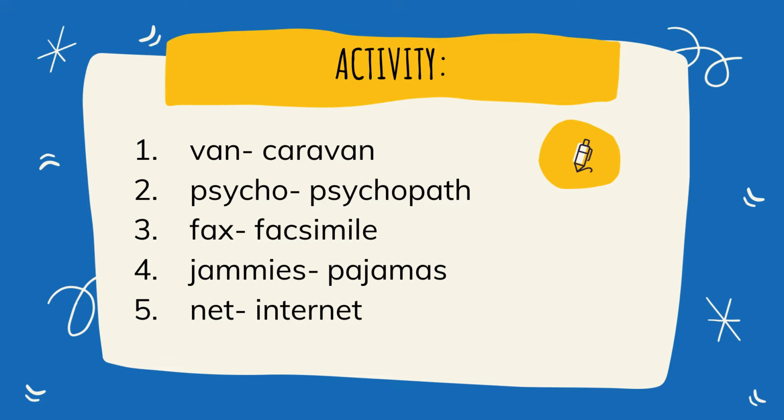Number 1, van. Van is actually a clip word of caravan. And this is an example of fore or initial clipping. Number 2, we have psycho coming from the word psychopath. Okay? And this is an example of back clipping. Number 3, fax is actually a shorter word for facsimile. And this is also an example of back or final clipping. Number 4, jammies refers to pajamas. And this is an example of mid clipping. And number 5, net, coming from the word internet, and it is an example of initial or fore clipping.